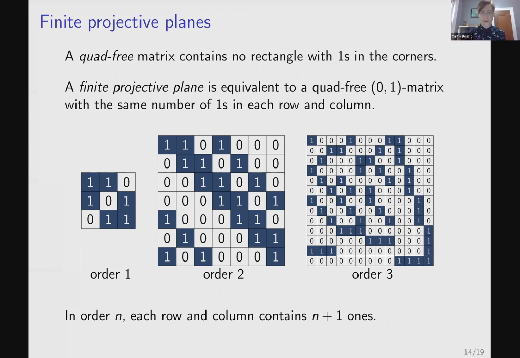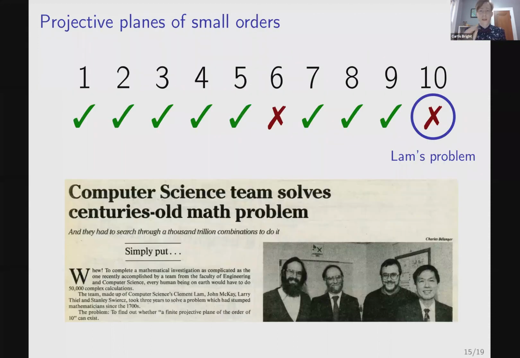They come from geometry. They're the incidence matrix of a geometric structure, and they've been studied for hundreds of years. So lots of mathematicians have studied these. Lam's problem is to find a projective plane of order 10, or show it doesn't exist. This was a very infamous problem, and the reason is that all smaller orders, that's to say 1 to 9, can be solved purely mathematically. Either you find an explicit construction, or you can show that such a construction cannot possibly exist.